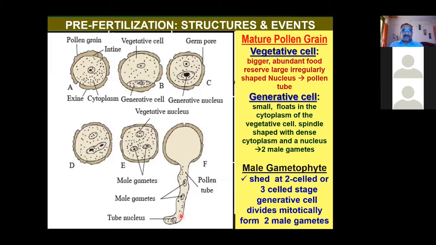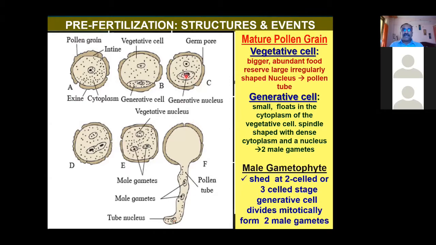Are you following it? What is this? This is called male gametophyte. In the male gametophyte, you can see that there is a pollen tube. In the pollen tube, you can see that there is a vegetative nucleus. This is the vegetative nucleus, and this nucleus has no role and it will be disorganized later.